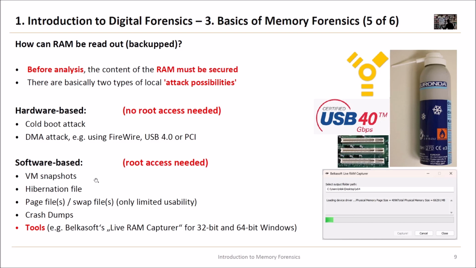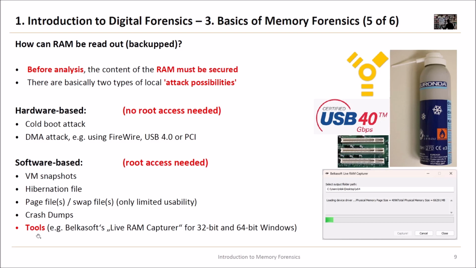Then we have software-based attacks, as I already said. Here, we could just use, for instance, virtual machine snapshots, which contain the complete memory. We could use hibernation files. A hibernation file is created when you let your computer sleep. Then the operating system writes the complete memory to the hibernation file. Then we have page files and swap files. Remember, parts of the memory are written to the hard drive, and these are written to these files. But these offer only limited use, because not the complete memory content is written to these files. Then, in case the system that we want to analyze crashed, modern operating systems also write crash dumps that can contain the complete memory.